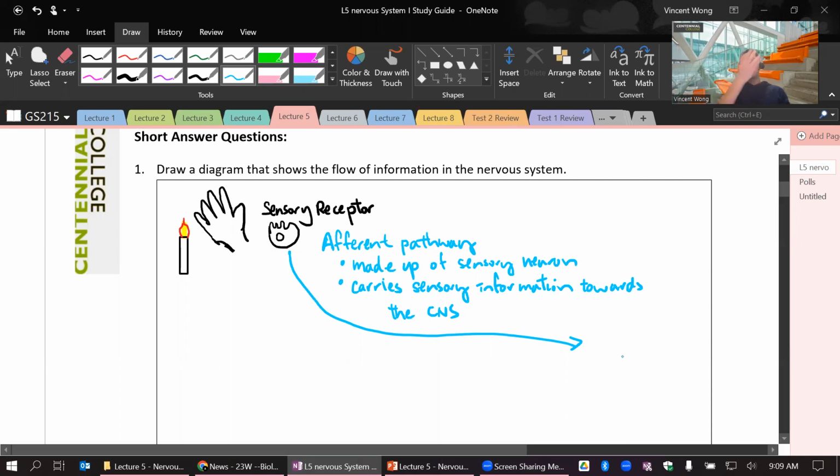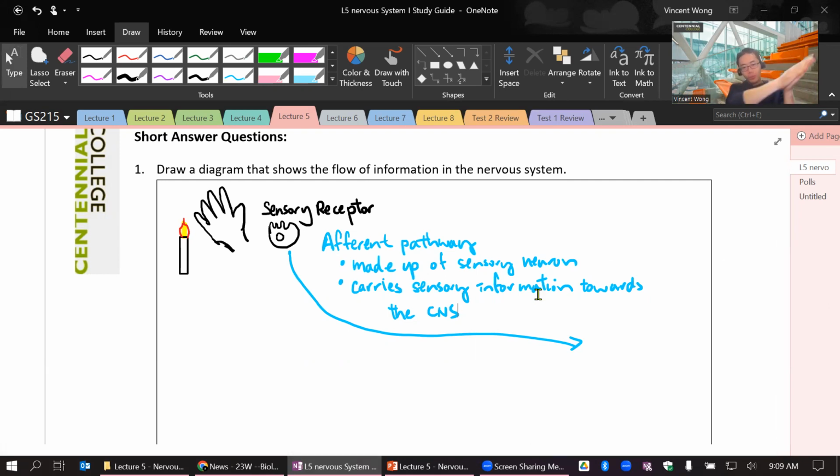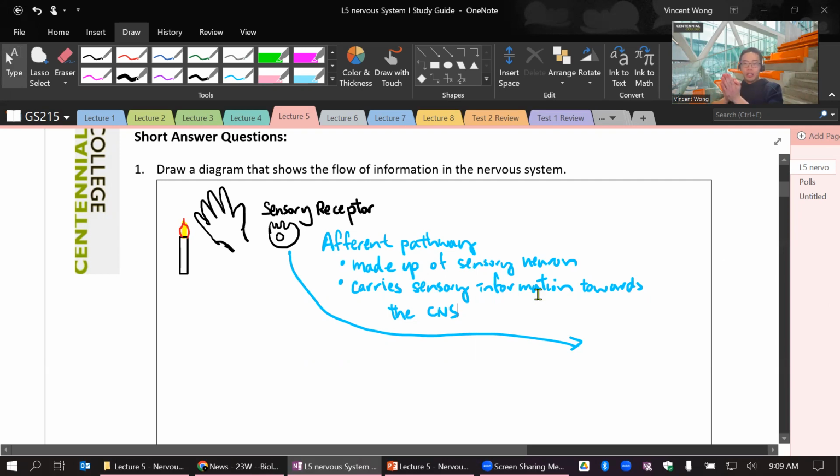Pressure, texture, pain, exactly. Pain, yeah. So if you touch something sharp or cut your fingers, pain would be sensory information as well. All this sensory information is going to be traveling from the sensory receptor through the afferent pathway towards your central nervous system. And this path here is made up of the sensory neuron.